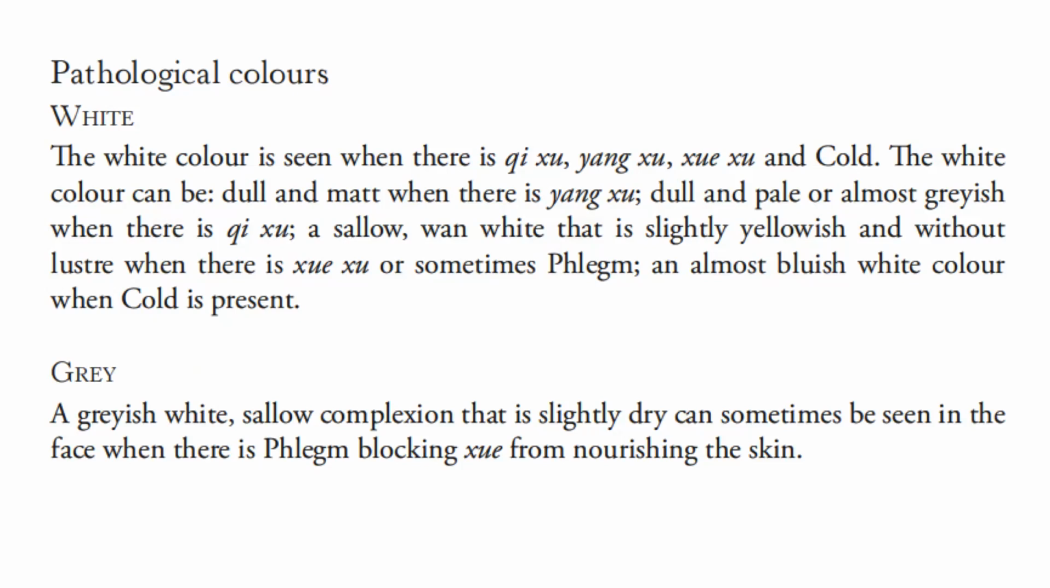Next, we have gray color. A grayish white, sallow complexion that is slightly dry can sometimes be seen in the face when there is phlegm blocking blood from nourishing the skin.